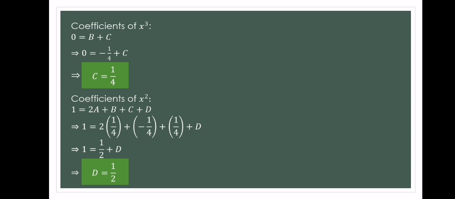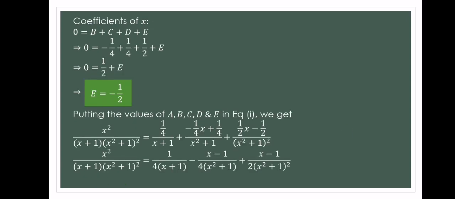Now we will have to compare the coefficients of x square. For this we get the equation 1 is equal to 2a plus b plus c plus d. After putting the values of a, b and c, we just get the value of d as 1 by 2. Next is to compare the coefficients of x. After comparing the coefficients of x, we just get e is equal to minus 1 by 2.